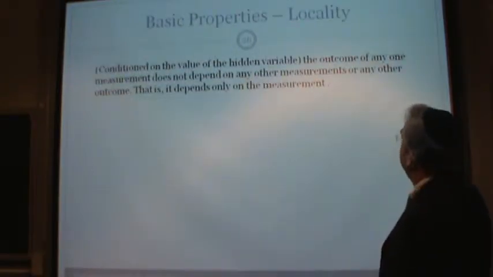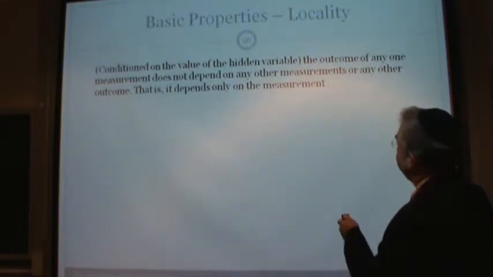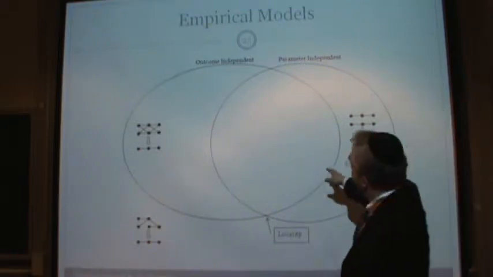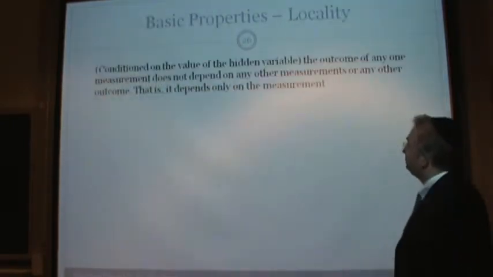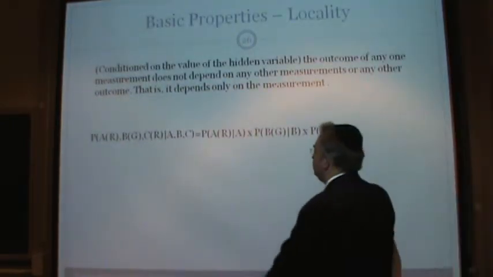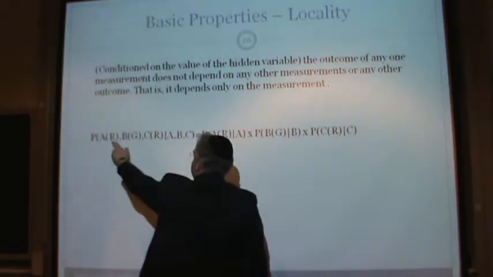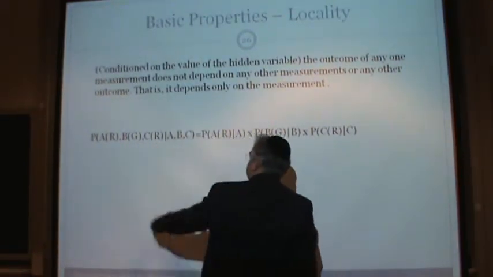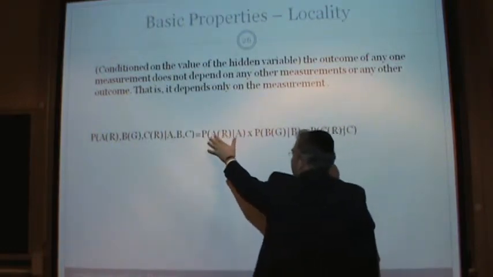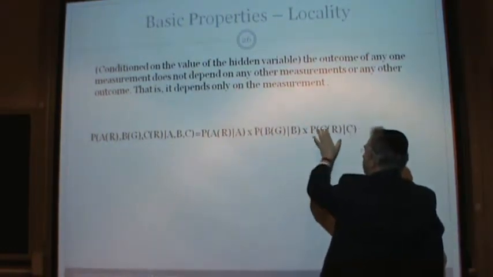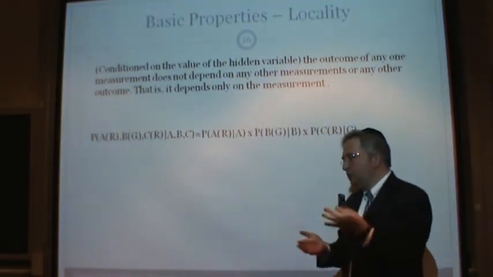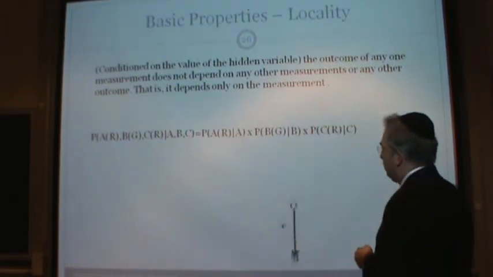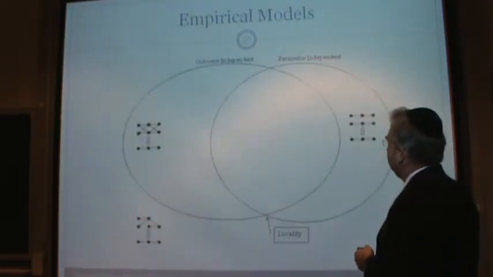In between is something called locality. Let's talk about locality. The outcome of any one measurement does not depend on any other measurement or any other outcome. That is, it depends only on the measurement. What I'm trying to say is locality is both independent of other outcomes and independent of other measurements. And basically what it says is, given that A, B, and C are done, the chances of getting A is red, Bob is green, Carol is red, is the product of the chances of getting A is red, Bob is green, Carol is red. In other words, it just factors. You don't take into account the fact that they're all there. We're going to go through this a little bit quickly.